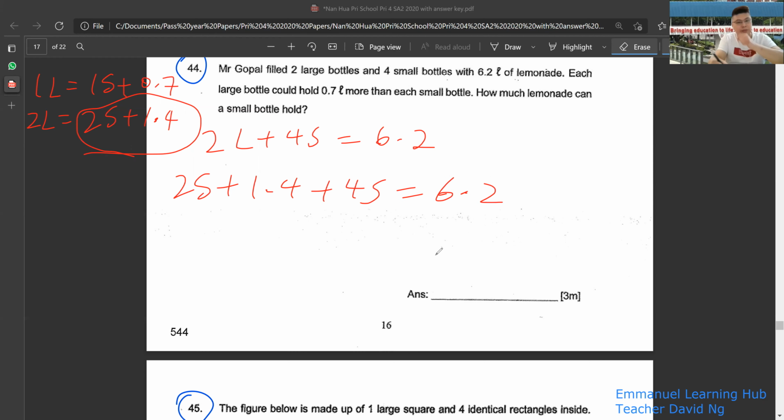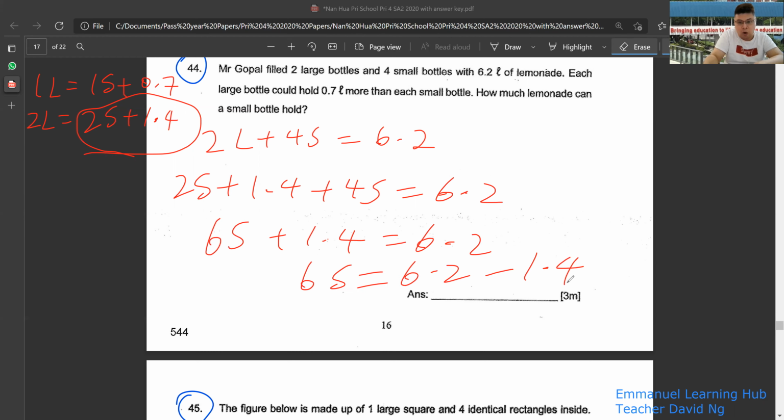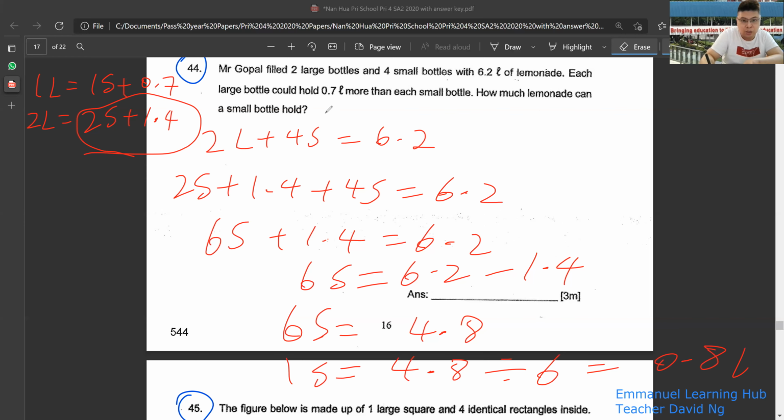Then this one will be 6 small plus 1.4 equal to 6.2. 6 small would be 6.2 minus 1.4. So 6.2 minus 1.4 is 4.8. So 1 small would be 4.8 divided by 6 equal to 0.8. Okay? So the answer is 0.8.